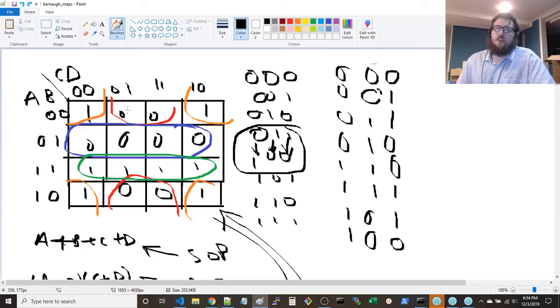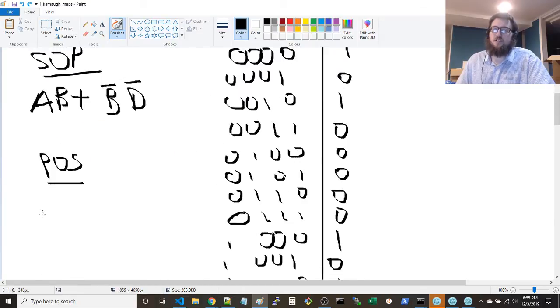So this case, it looks like A changes, right? Or C changes. So D is 1 in all 4 of these cases, and B is 0 in all 4 of these cases. So B is 0 and D is 1. So B is 0, D is 1, B is 0, B is 0, D is 1.